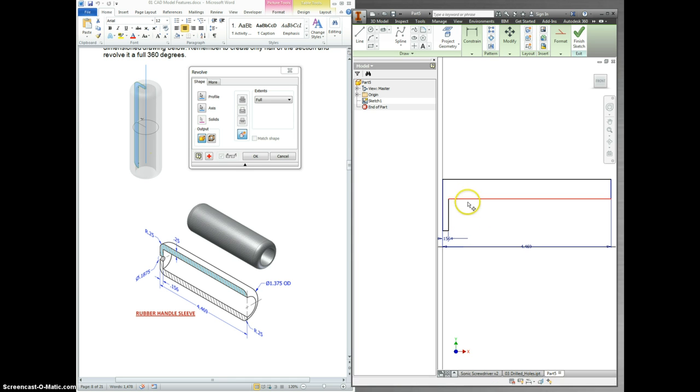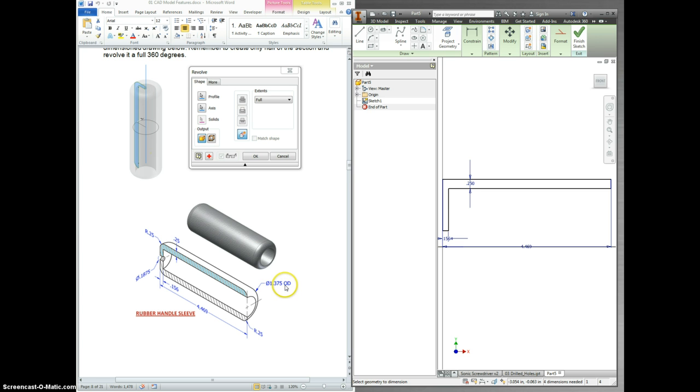Okay, let's keep on going with the easy ones. D on your keyboard is dimension. That's how I switch back to that so quickly. I know that between these two here is 0.25, so let me put that in. And now we get to the ones that are a little bit trickier.